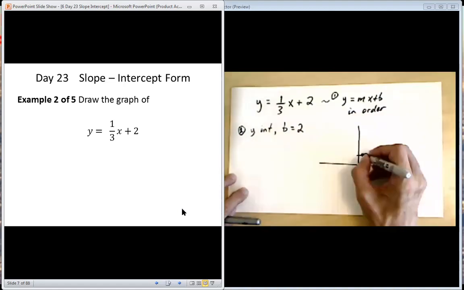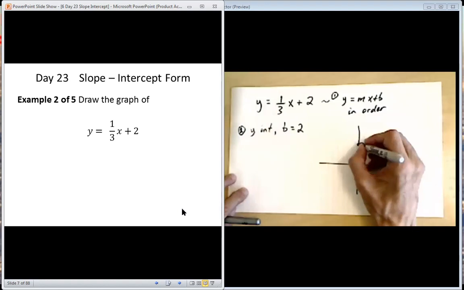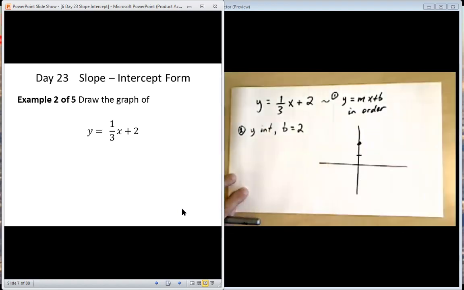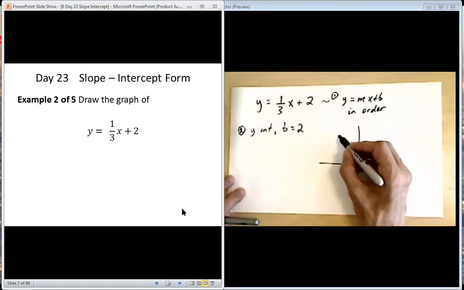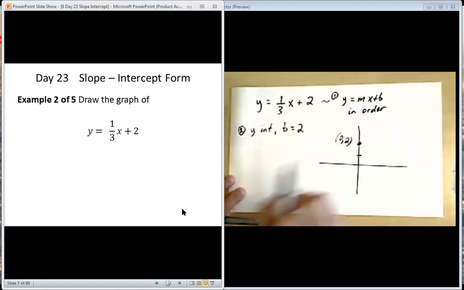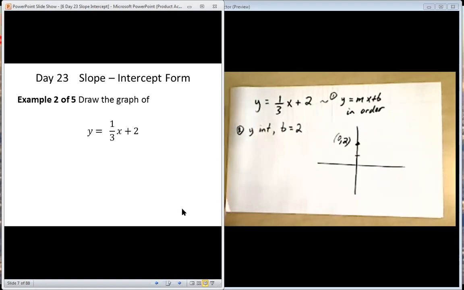So 1, 2, right? That's the y-intercept there. And if you wanted, you could even write the coordinates in there. 0 for the x, 2 for the y. Just to show everything off, yeah. Okay, so that's step 1, step 2. Step 3 then.